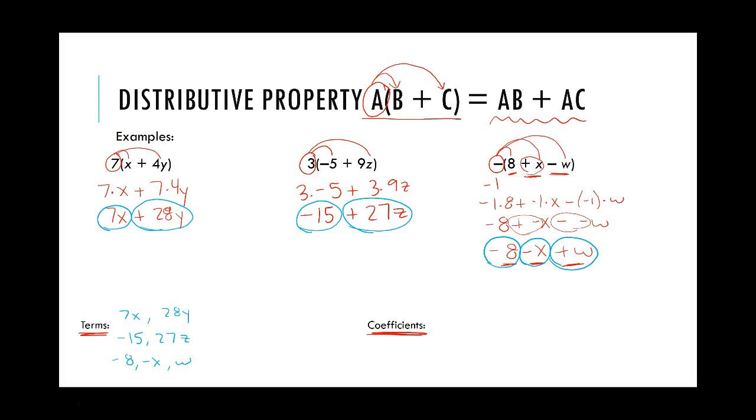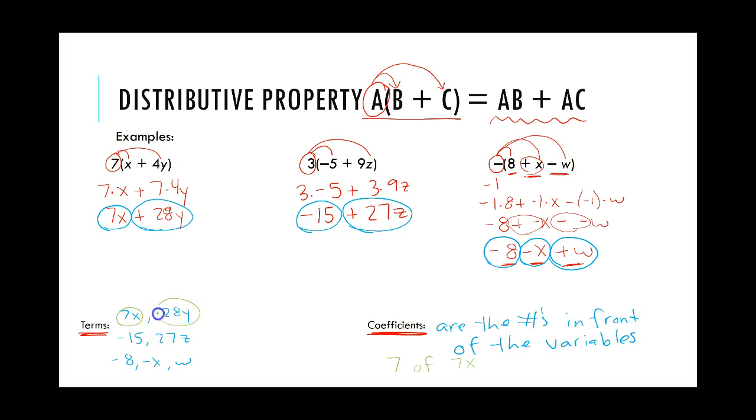It's 2, 3, 4, 5, it doesn't matter. The coefficients are the numbers in front of the variables. So in other words, if you're looking at 7x, there are 7 x's. So 7 is the coefficient of that 7x.